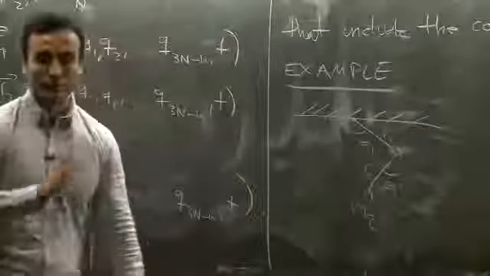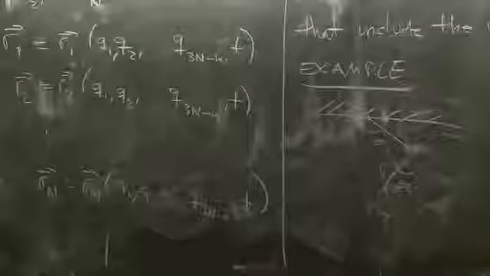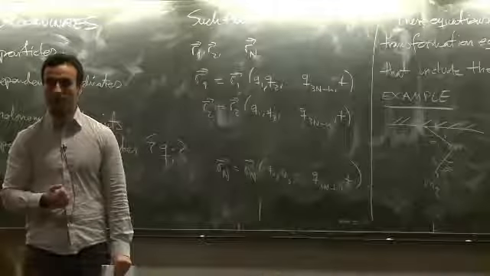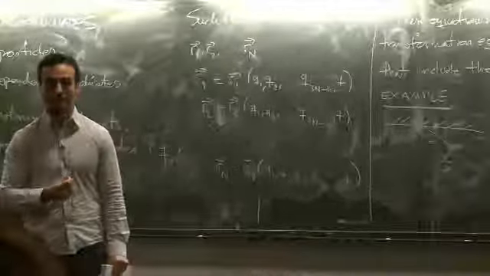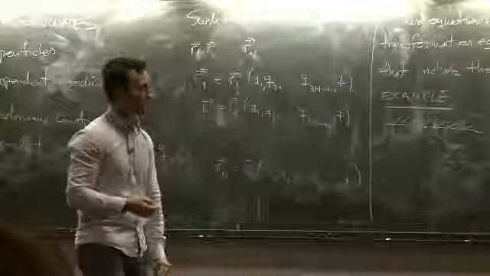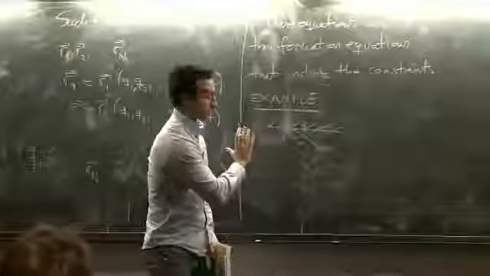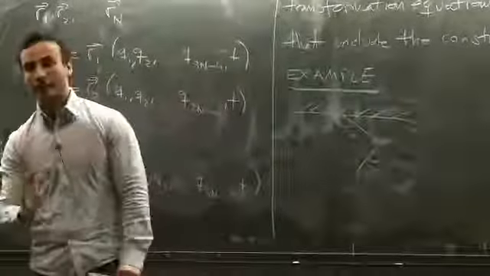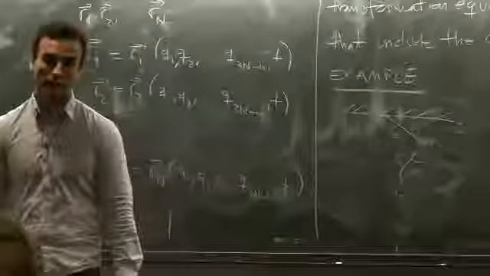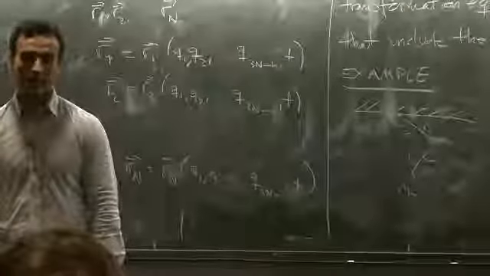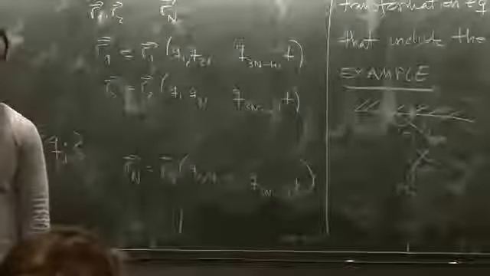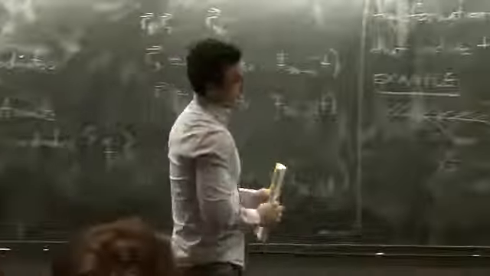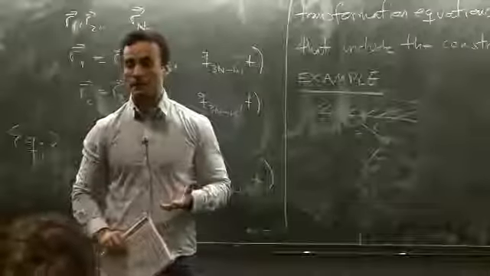Now, in principle, if this system could move in 3 dimensions, how many degrees of freedom would we have? 2 particles. 6. 3 for each particle. Let's confine the discussion to a plane. So these particles are now only allowed to move in a plane. How many degrees of freedom do we have then? 4? Why? Exactly. So in principle, for this system, we should have 4 degrees of freedom.